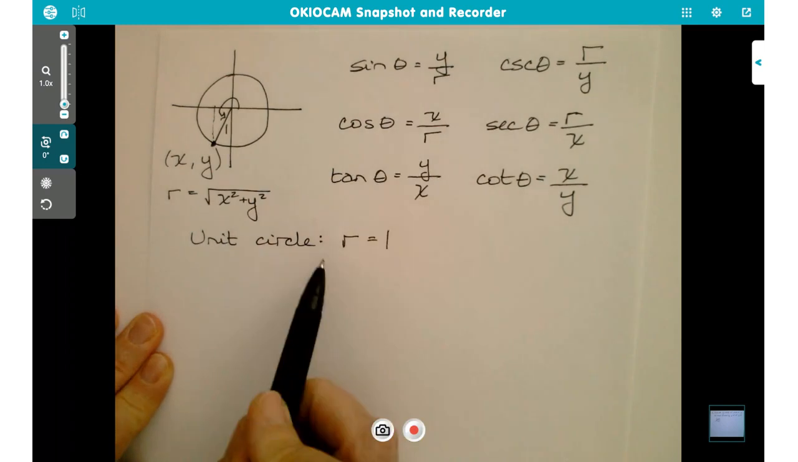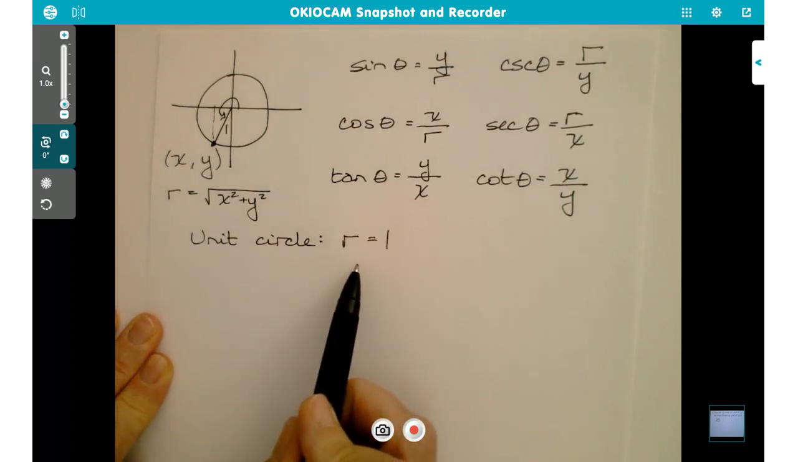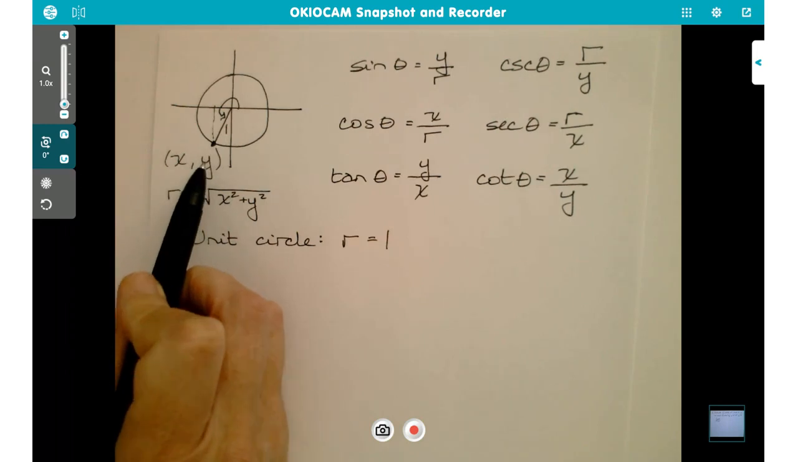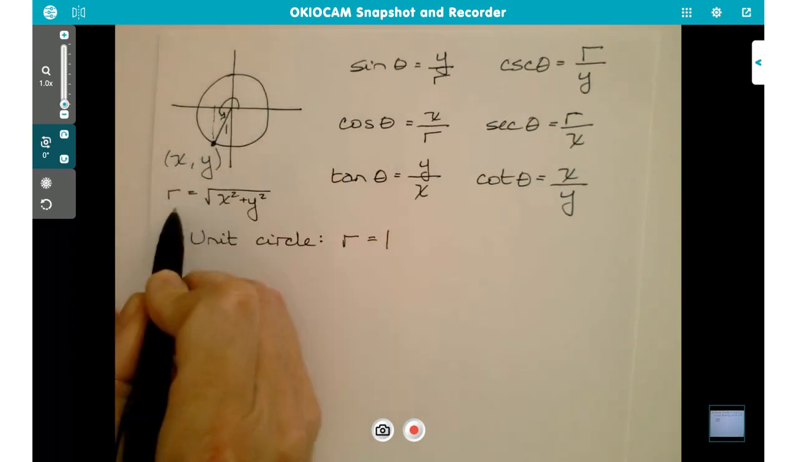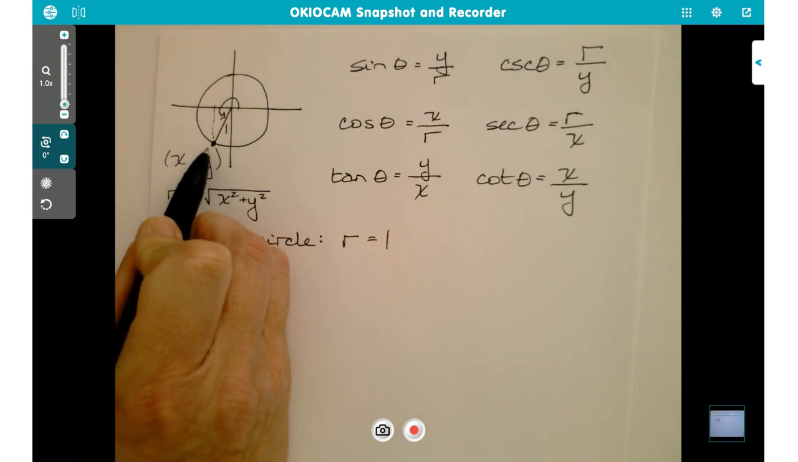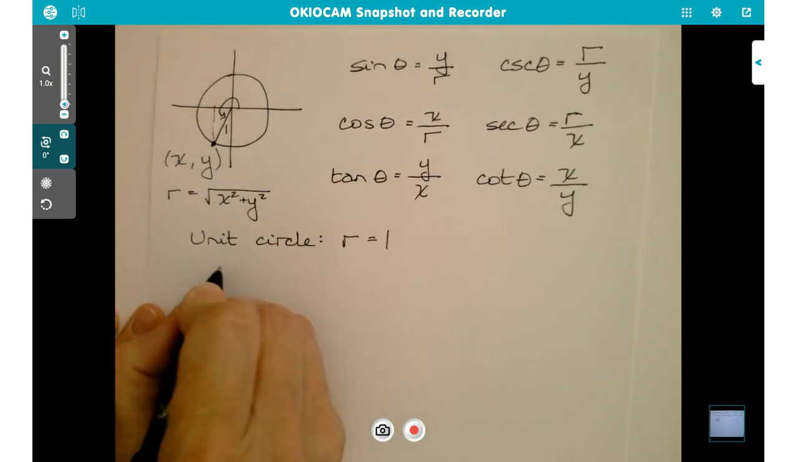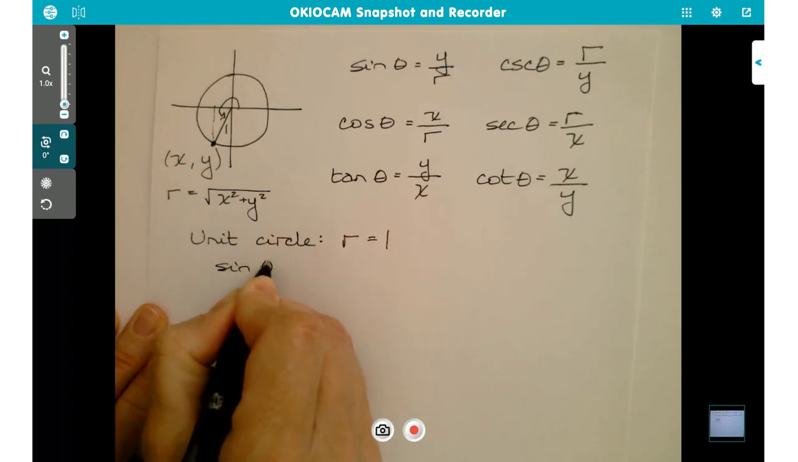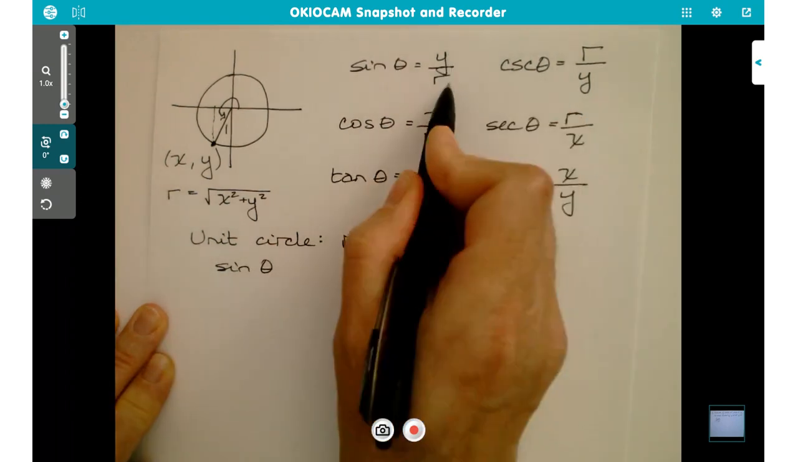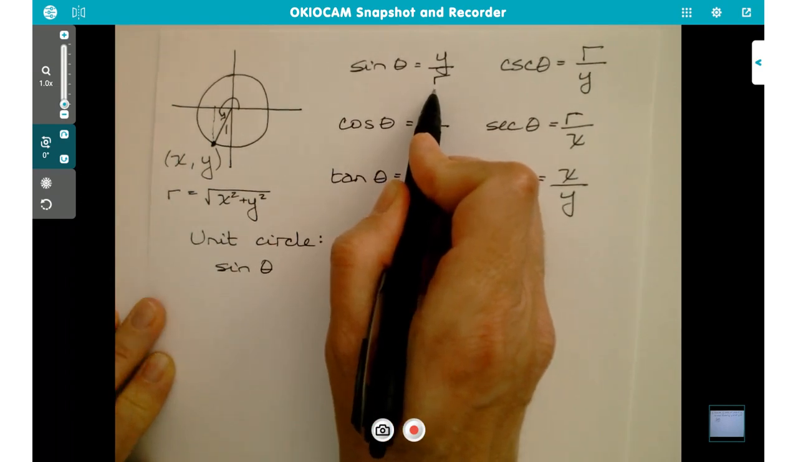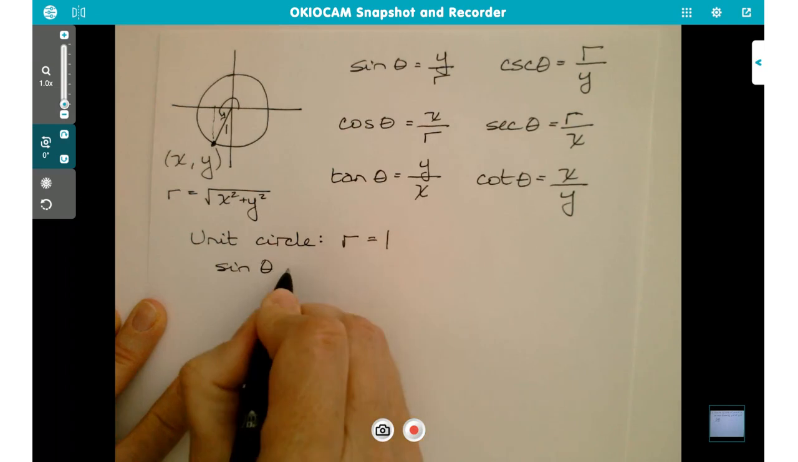I'm still looking at a point on the terminal side of the angle, x comma y, but I want to look specifically at the point where that terminal side intersects the unit circle, whose radius is 1. The sine of my angle is still y over r, but if r is 1, I'm not going to write y over 1. I'm just going to write y.